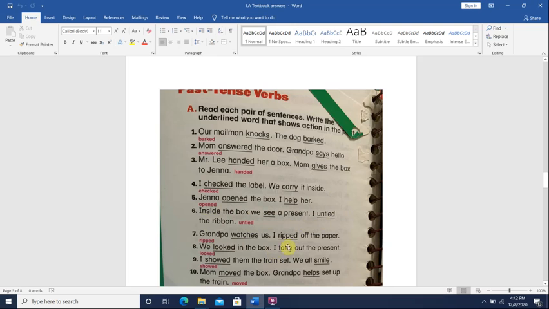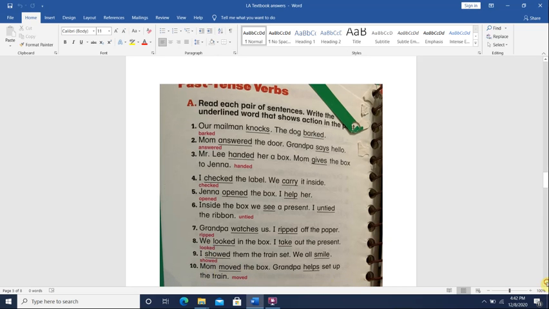Grandpa watches us, I ripped off the paper. Ripped is the verb in the past tense. We looked in the box, I take out the present. Looked and take. Looked is the verb in the past, ends with ed. I showed them the train set. We all smile. Showed is the verb in the past, ed. Mom moved the box. Grandpa helps set up the train. So moved is the verb in the past. Okay? So that was easy.